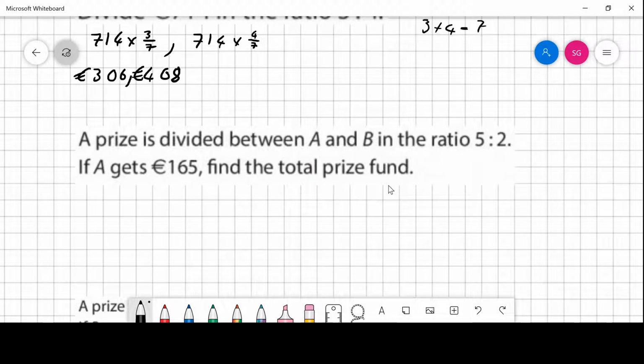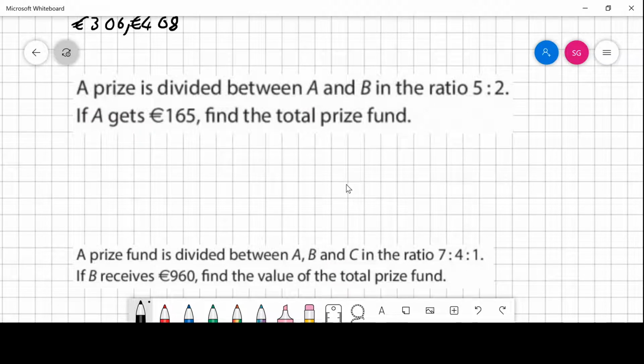What I'm going to look at next is, okay, imagine we found one part of the proportions, but we need to find the rest. So here we're saying a prize is divided between A and B in a ratio of 5 to 2, okay? And A has been given 165 euro. How much has B been given? Okay. How would we find this?